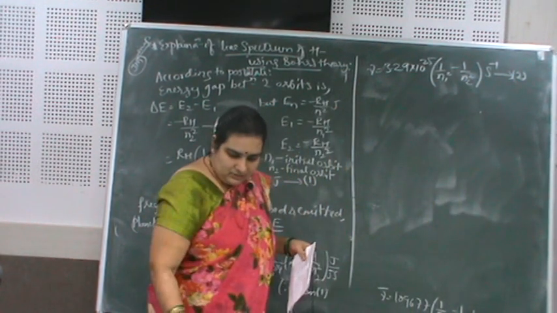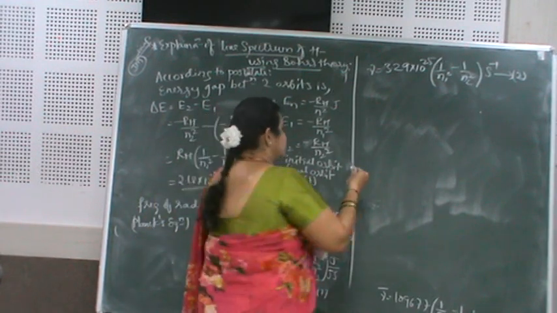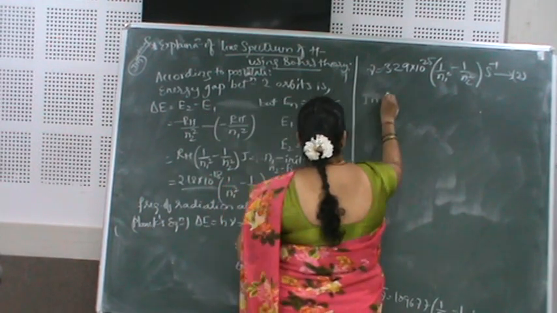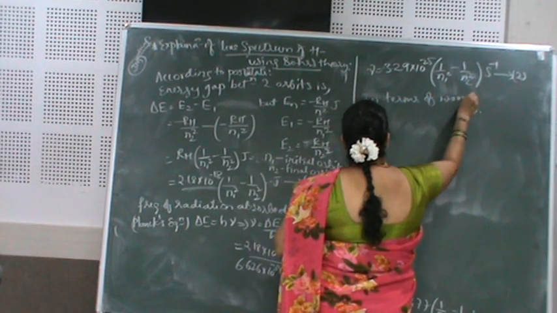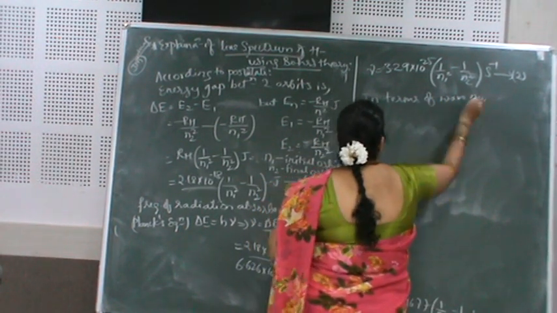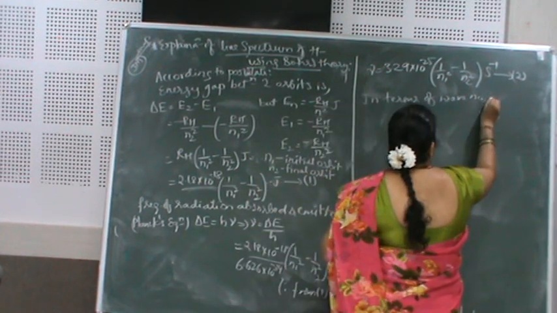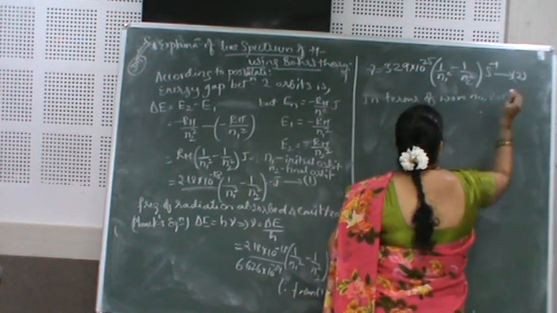Okay. Now go for the next equation. So in terms of wave number, what is the relation between frequency and wave number? That is nu is equal to c into nu bar.